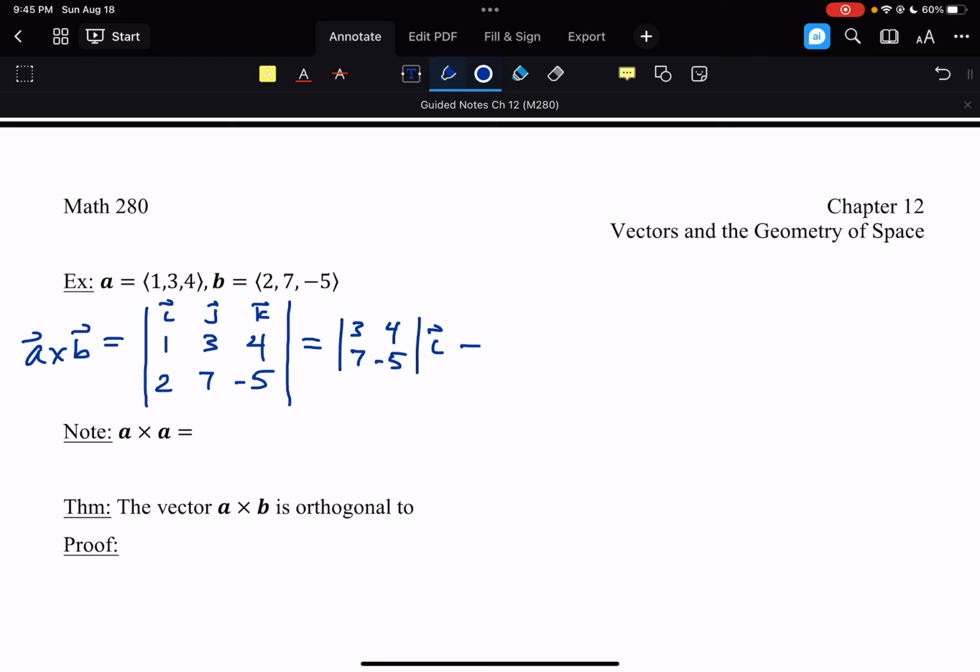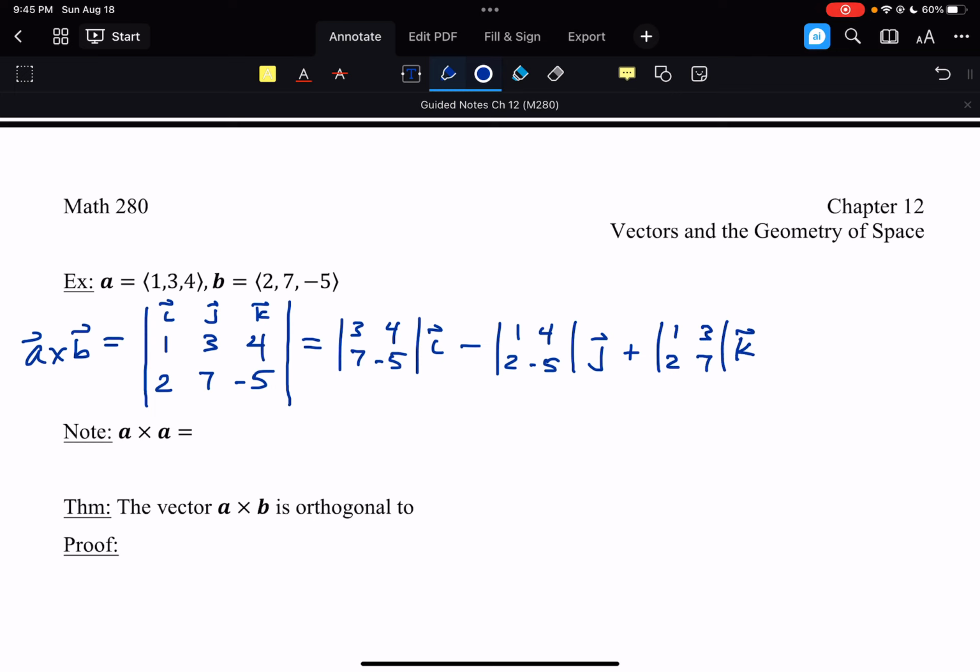So that's going to be 3, 4, 7, negative 5, i. And remember, it always alternates plus, minus, plus, so it's minus, block off row and column for j. That leaves us with those 4. So that's 1, 4, 2, negative 5, j. Plus, for k, we block off row and column. That leaves us with this 2x2. So that's going to be 1, 3, 2, 7, k. So again, plus, minus, plus. The j is always getting that negative tossed in front of it.